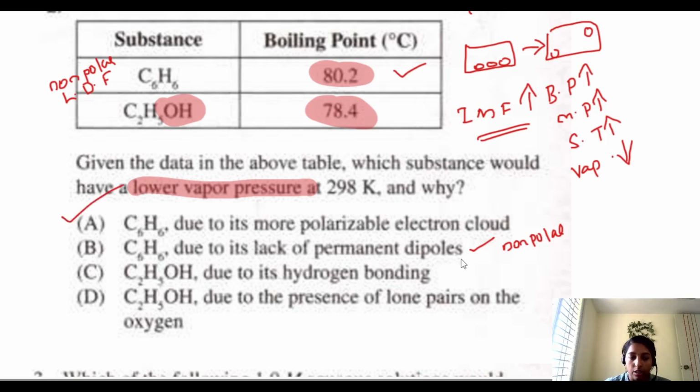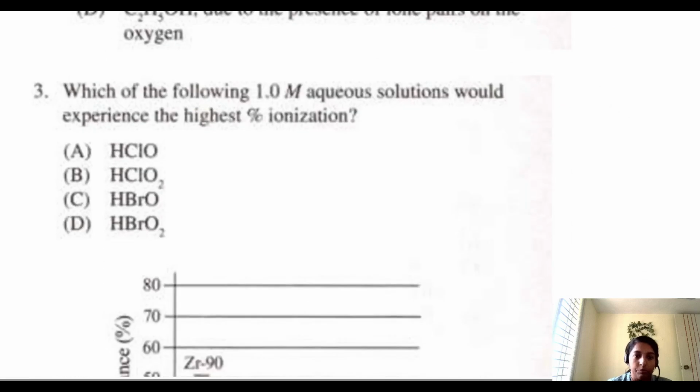B is just stating a fact, but that's not the reason for the low vapor pressure. Low vapor pressure means higher IMF. So even though there is a lack of permanent dipoles, how is there still a high IMF present in C6H6? That's the point. So option A you can choose as the correct one.